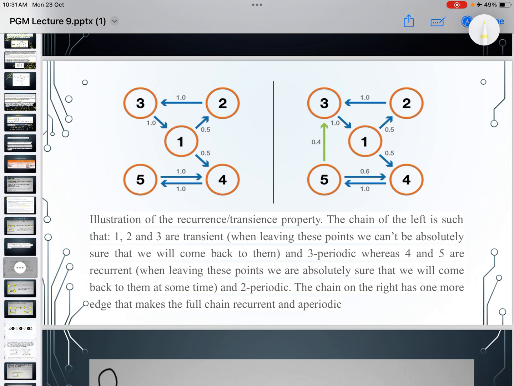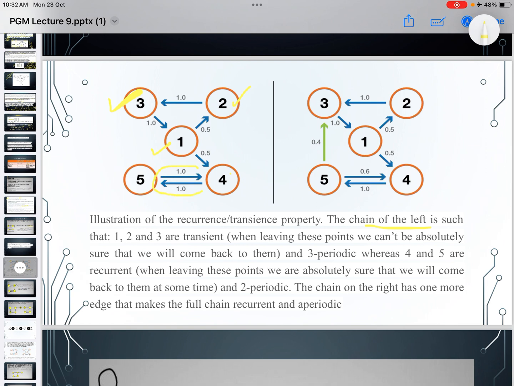Illustration of recurrence or transience property. The chain on the left is such that 1, 2 and 3 are transient. When leaving these points, we cannot be sure that we will come back to them or not. So if you look at the chain on the left hand side, 1, 2 and 3 are transient. That means once you have left that state, you are not sure whether you are going to return back to them or not. Whereas 4 and 5 are recurrent.